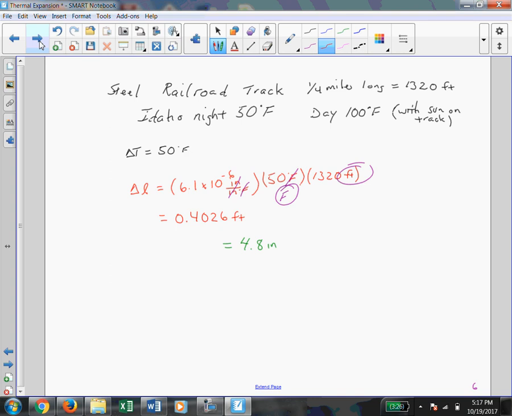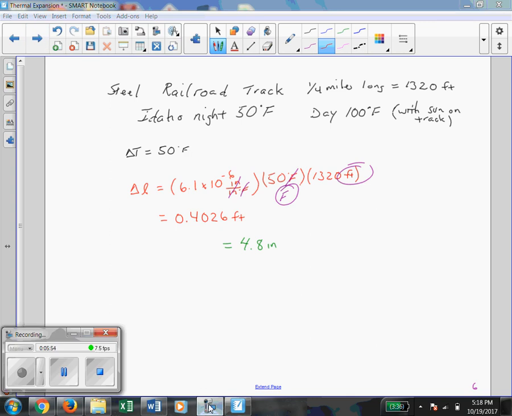Well, feet, wait a minute, we've been talking inches, but we'd look at feet in this case. Think of the inch per inch. That's where the beauty of this coefficient comes in, you can look at the change in length according to the units you're working on. So we can convert that 0.4026 feet into 4.8 inches should you like to talk inches. And if you have any questions, we can discuss those later.